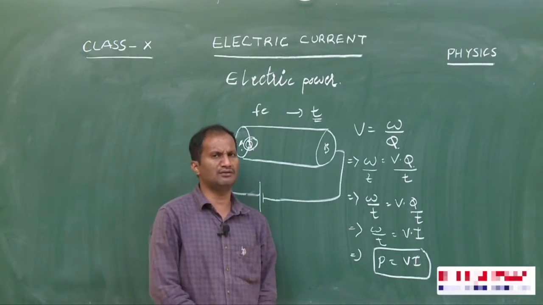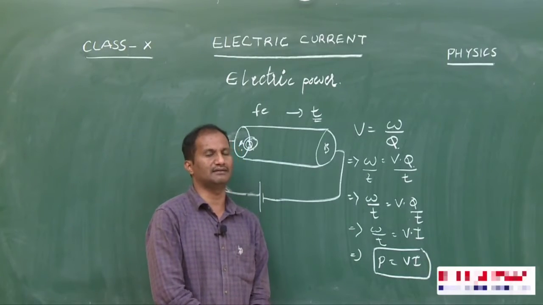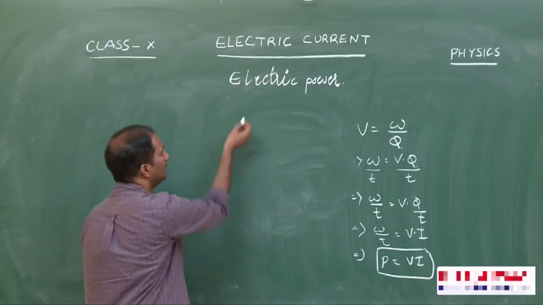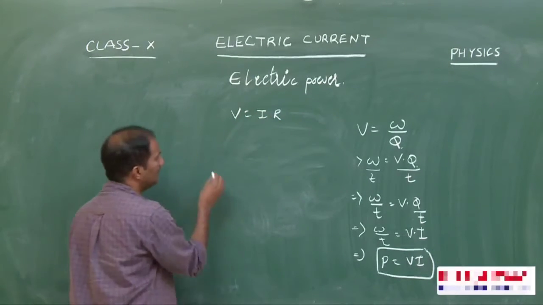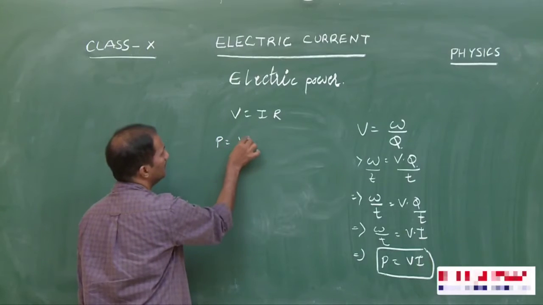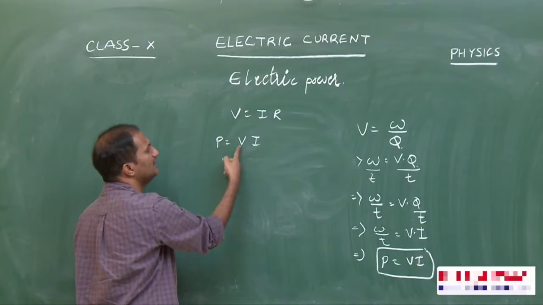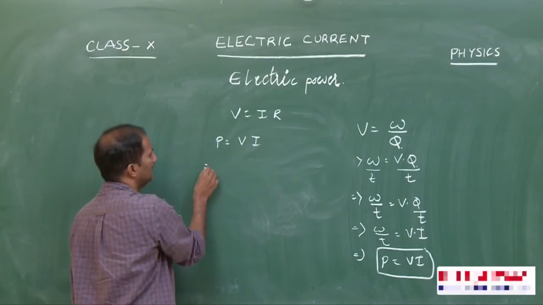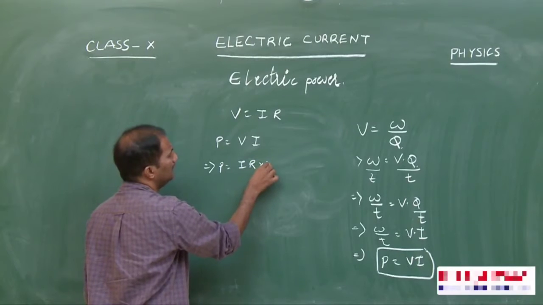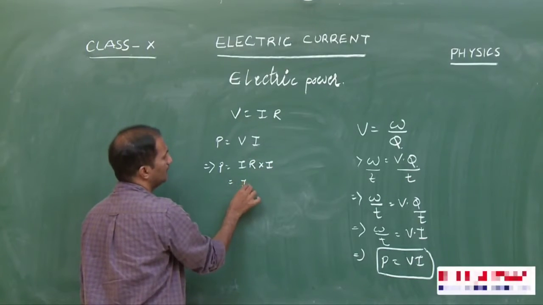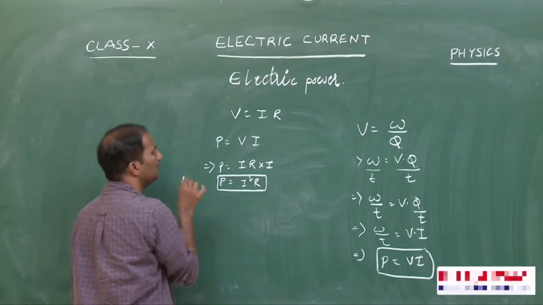This equation can also be represented in two more ways. Let us have a look at it. According to Ohm's law, V equals I into R. Already we have power P equals V into I. Now we can substitute V as I into R. That implies power P equals I into R into I, which equals I square into R. So power P equals I square R.